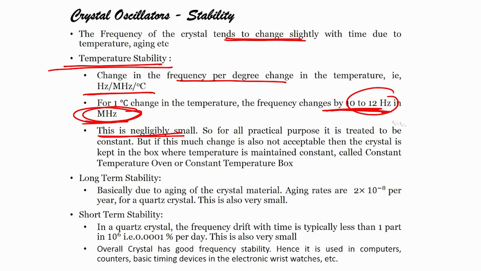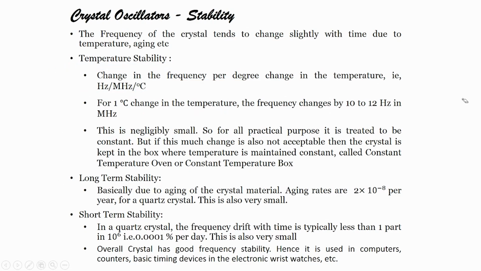So, that is why if there is a 10 to 12 hertz change in the megahertz range, and I am just talking about 1 megahertz, it can be several megahertz, then in that case the change in temperature is not going to change the frequency that significantly. That is why we can say that the change in the frequency on the change in temperature is negligibly small. So, for all practical purposes it is treated to be constant, right. Since it is negligibly small, for practical applications we assume that the frequency is constant, even if there is a slight change in temperature.